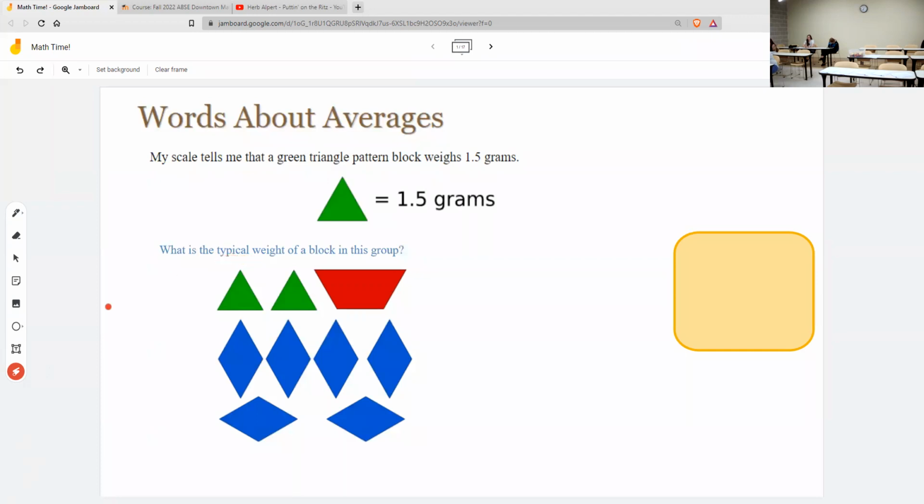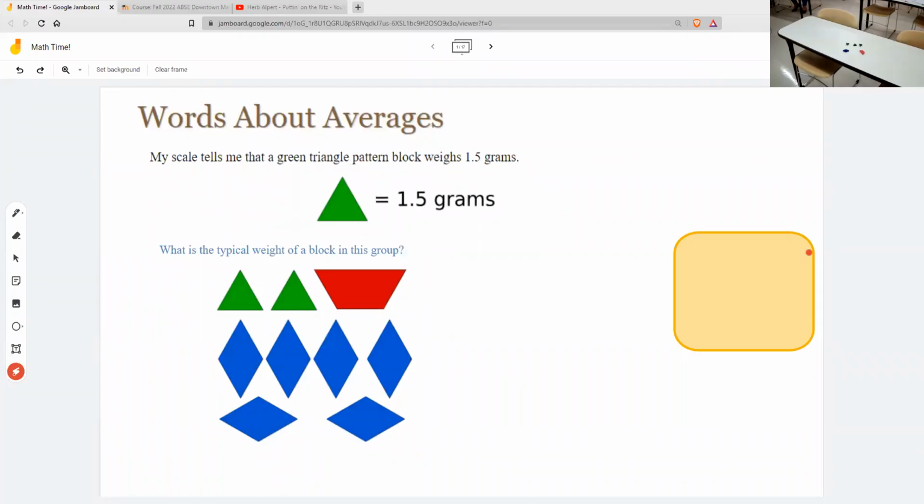So talk about that with somebody next to you, or go to somebody if you're sitting all by yourself. I'll pause the recording and think about what typical means. What's the typical weight of a block in this group? How would you explain it to me? If you're at home, also figure this out while we're paused. Okay, I'm resuming the recording.